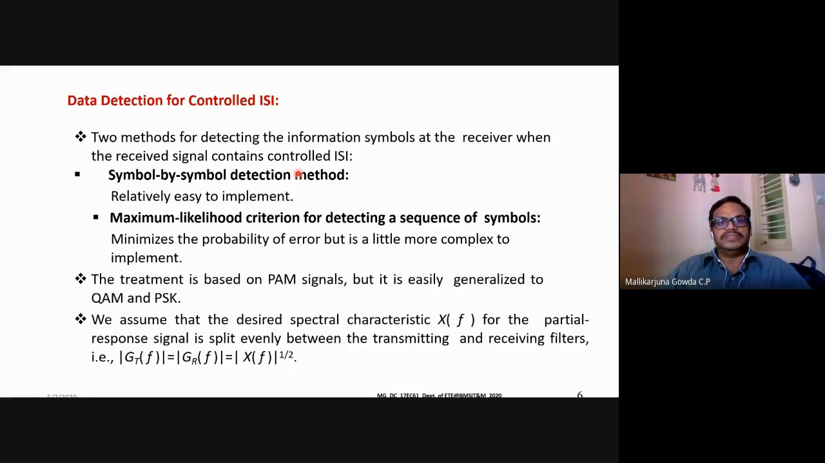Out of these two methods, the first, the symbol by symbol detection method, is relatively easy to implement. But the maximum likelihood criteria for detecting the sequence of symbols will minimize the probability of error, though it is slightly more complex to implement. We treat these two methods based on the PAM signal, which means we consider two cases: one is binary PAM, another one is multi-level PAM.